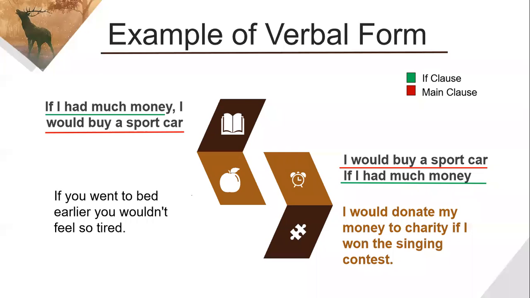Okay, here is an example. Let's talk about the example now. If I had much money, comma, I would buy a sport car. If I had much money, I would buy a sport car. Right. If I had money is the if clause or condition, and the result clause is the main clause, I would buy a sport car.